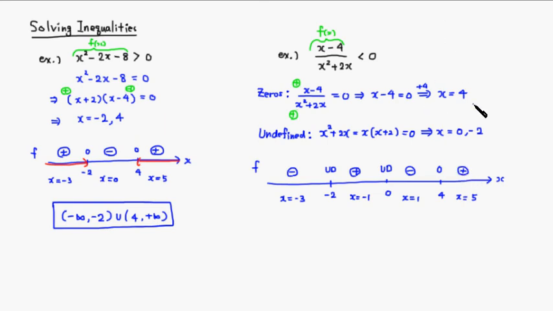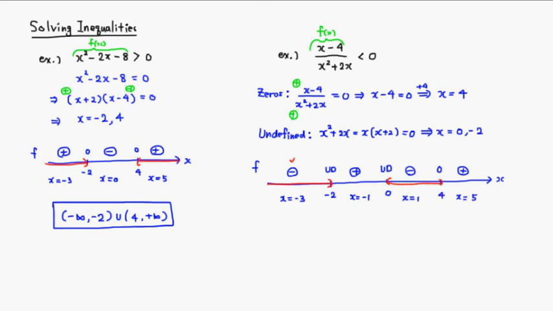So we're looking for places where the function is negative, so you can see that it's going to be negative right here. On this interval, we cannot include negative 2 because the function is not defined there, and between 0 and 4, we are not going to include 0 because it's not defined there. We're not going to include 4 because the function is exactly equal to 0, but we want it to be negative.